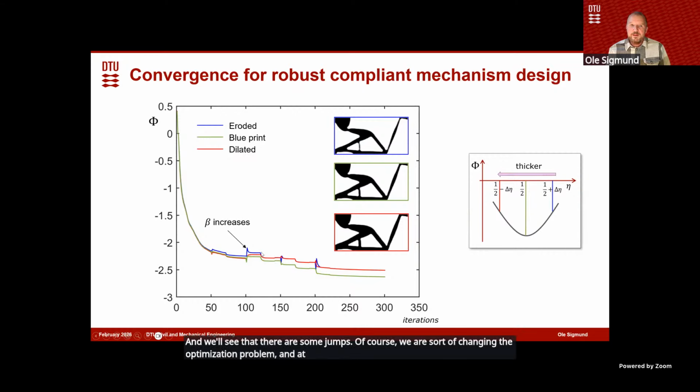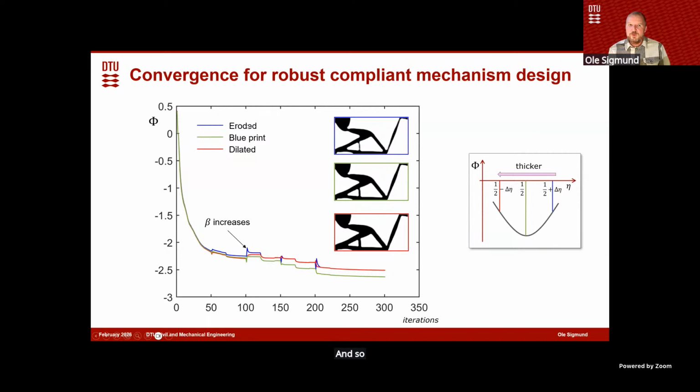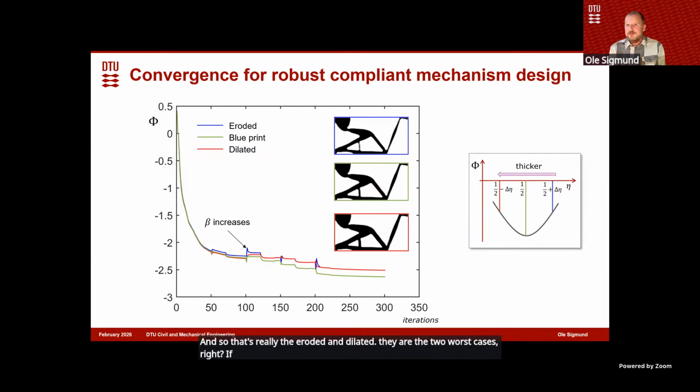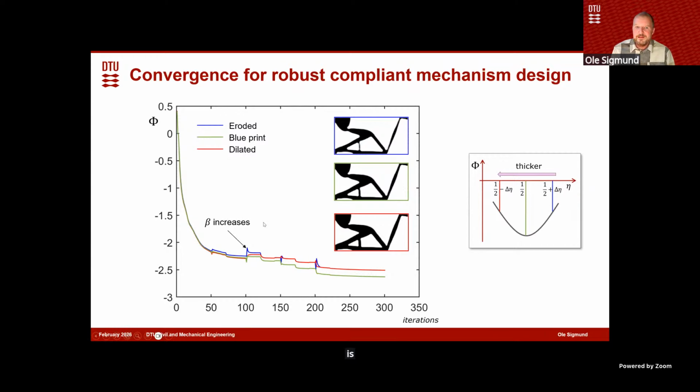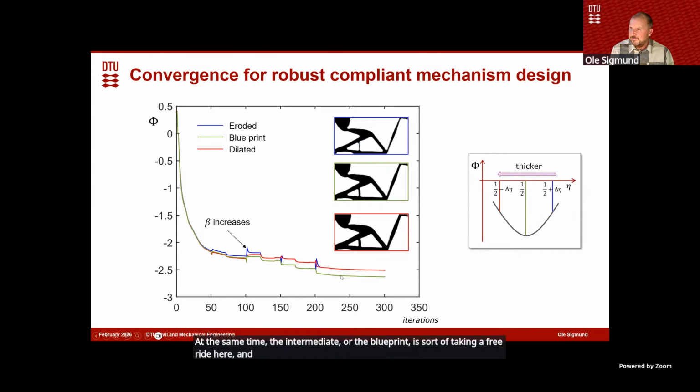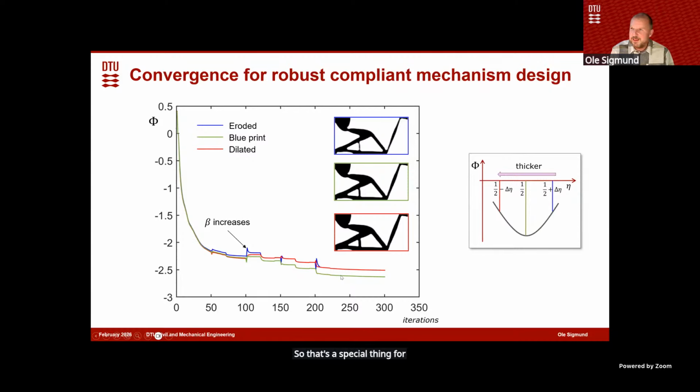And at some point, we notice here that the blue and the red curve start coinciding. And so that's really the eroded and the dilated. They are the two worst cases, right? If it's too thin, it doesn't transfer forces or displacements. And if it's too thick, it gets too stiff. And so therefore, a proof that the algorithm works is often that the eroded and the dilated structures follow each other nicely. At the same time, the intermediate or the blueprint is sort of taking a free ride here and is not active. So that's a special thing for compliant mechanism design. It's not always the case, so you should always check it.